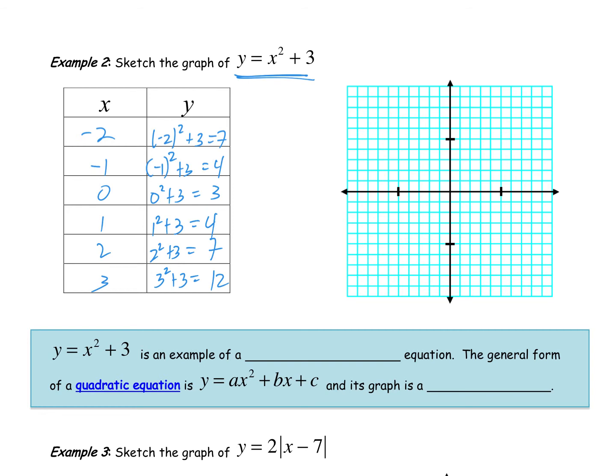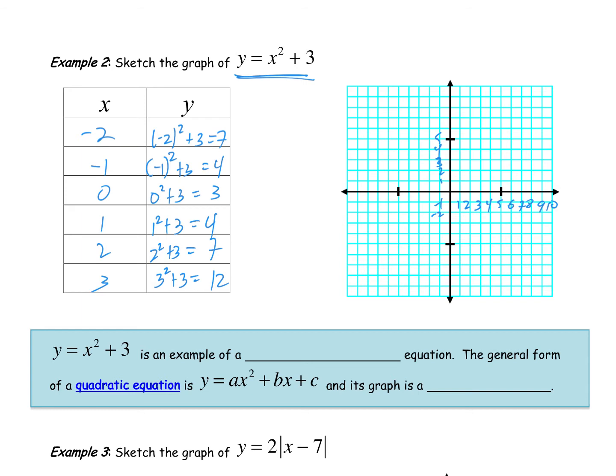And let's go ahead and plot these points. Make sure you put a scale on your axes. So I'm going to do 1 square is 1 unit on both the x and y axes. Okay, so I think I put on enough points on the scale, and now I'm going to plot these.